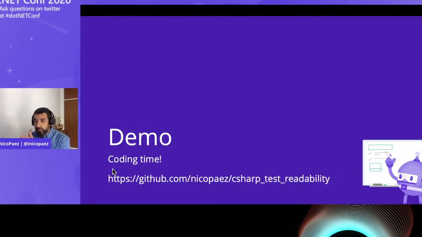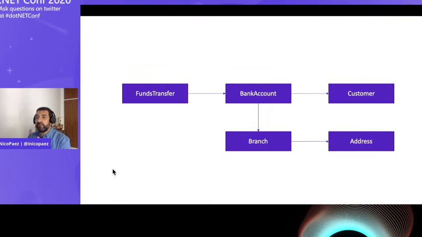Here I have my code. You can access it on GitHub. I already shared my solution there, so you can check it there. And let's browse the solution. Okay, for this demo, I have a very simple domain, a bank domain, where we have a funds transfer object that will perform funds transfers between bank accounts. The bank account belongs to a customer, and the bank account is located in a certain branch, and the branch is related to an address, of course, right? So this is my simple domain model, and let's see how it works.